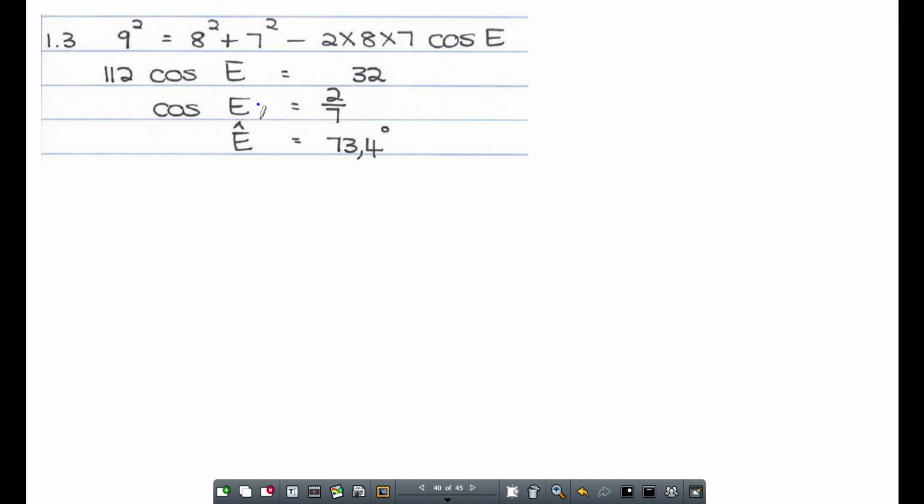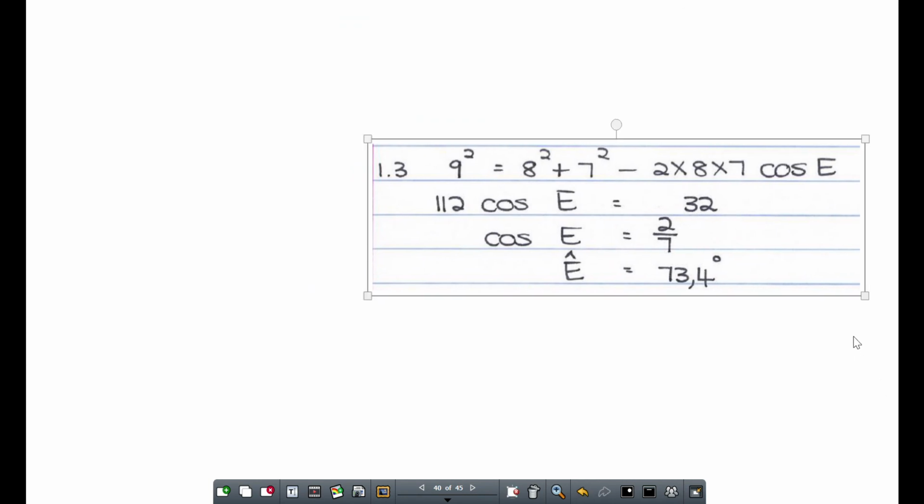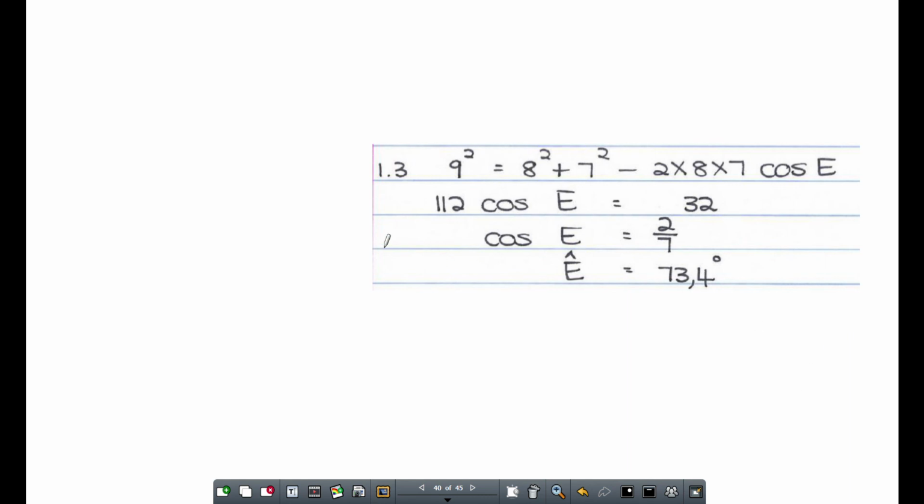Let me write it quickly. Oops, sorry. Just going to put it over here, so then I can write on it. If I take this over, then it would be 32 over 112, and that simplified gives me 2 over 7, right? And then to get angle E, how do I do it again? Shift cos, 2 over 7, right? And you usually, if they don't state anything, you always round off to 2 decimals, right?